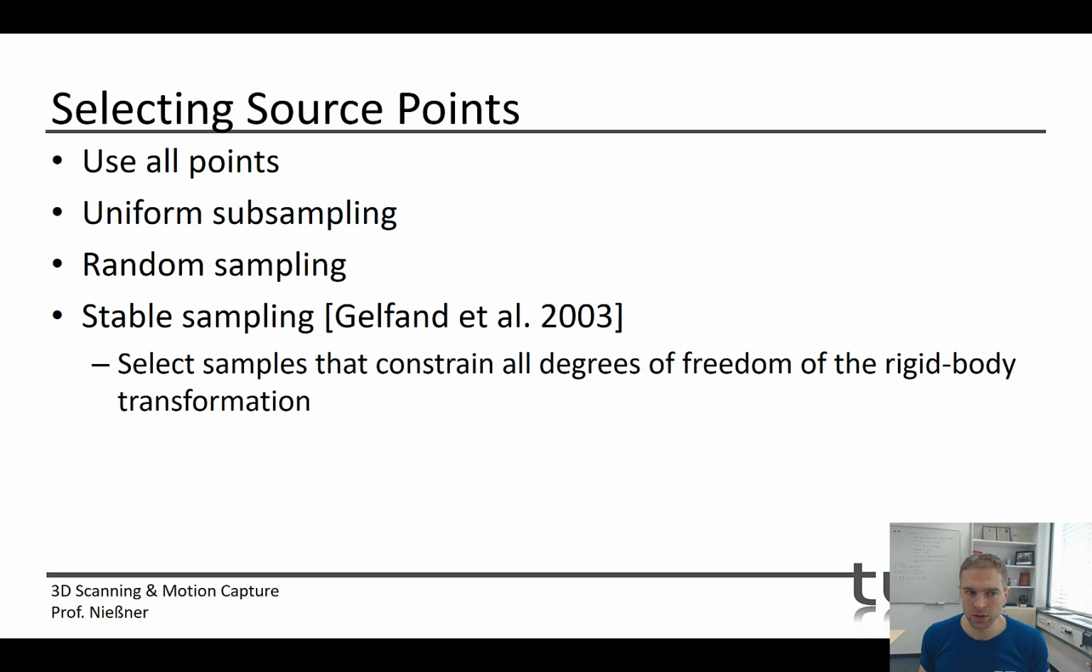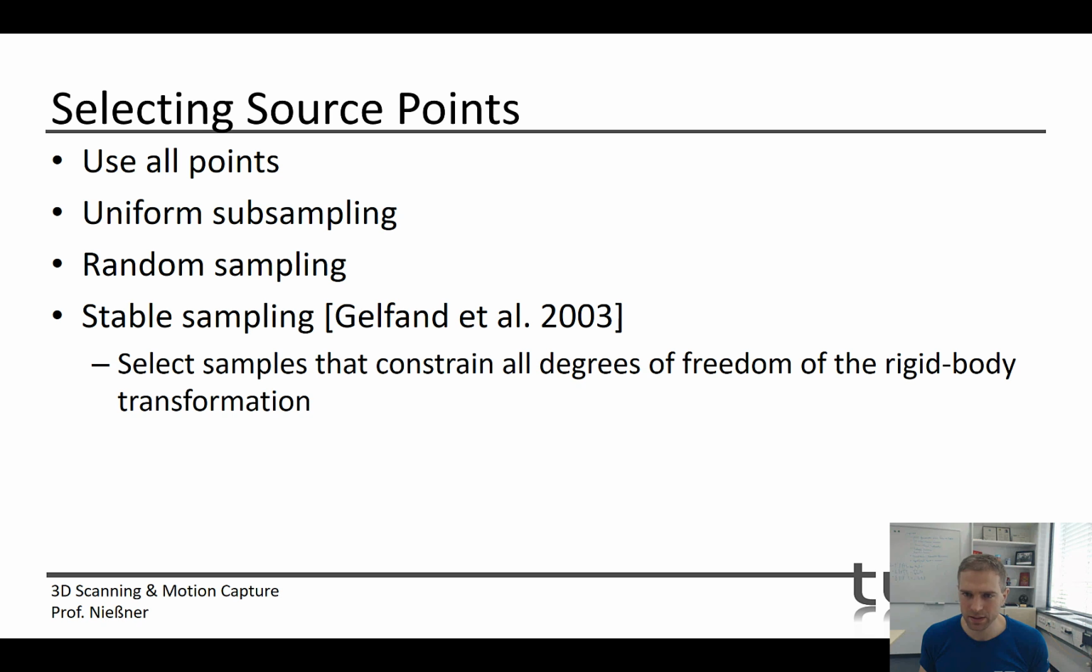Another thing you can do is just uniform subsampling, meaning that we don't take all points anymore, we just take a subset of these points. We can do random subsampling, right, to select a random set of points. Or we can do some sort of stable subsampling. This Gelfand paper here is pretty interesting. So basically, select samples that constrain all degrees of freedom of rigid body transformations.